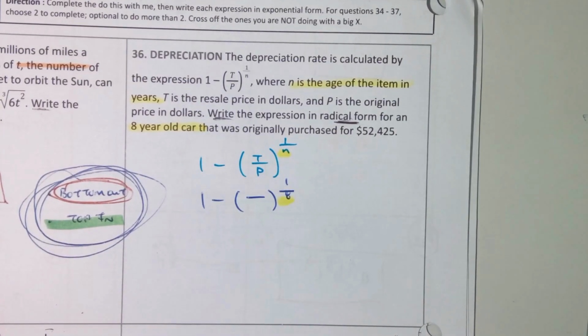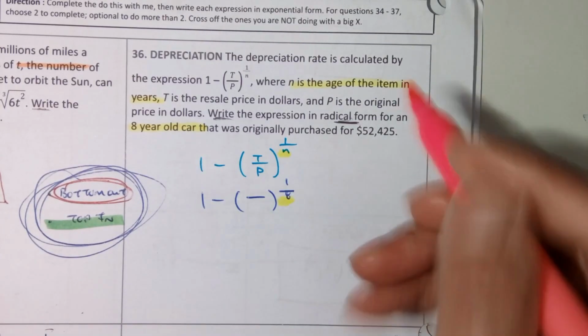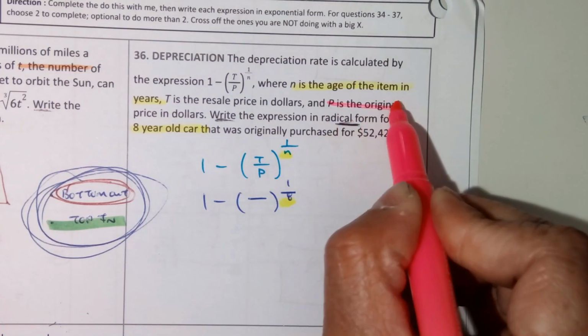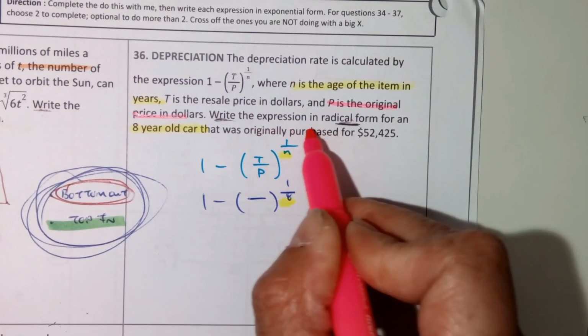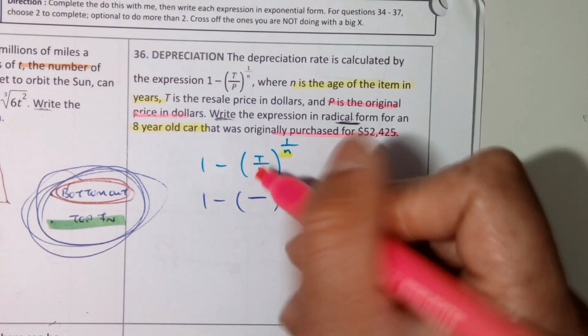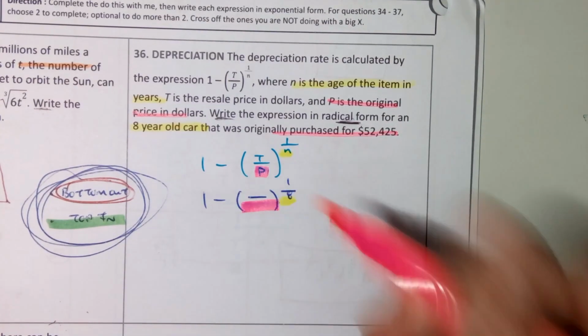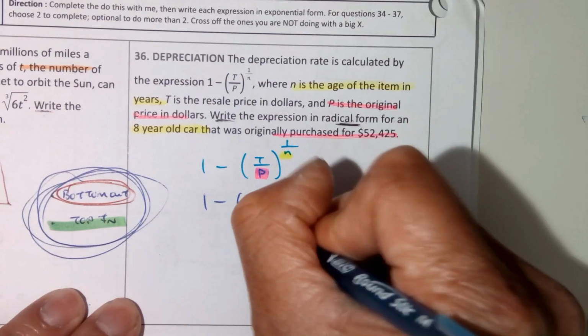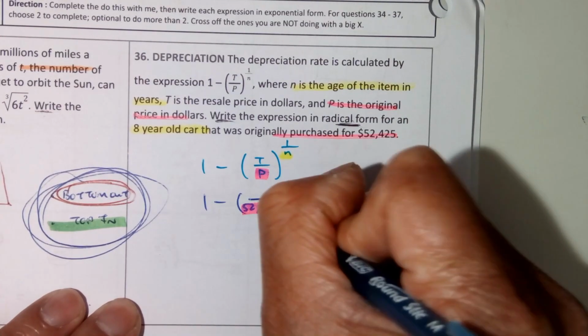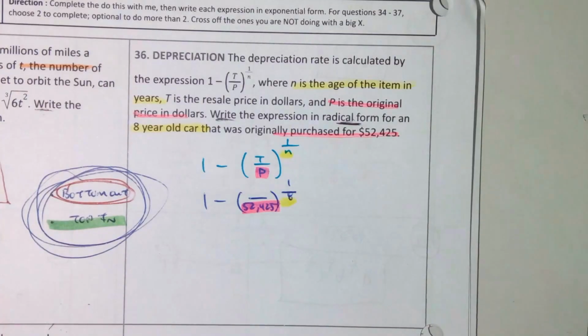Alright, let's get some more variables here. P is the original price, and for P, we can actually put in 52,425. Let's go ahead and write that, 52,425.